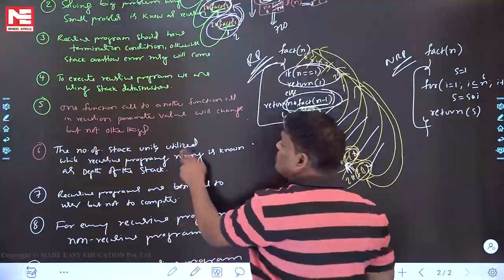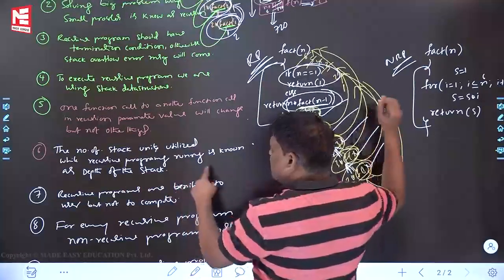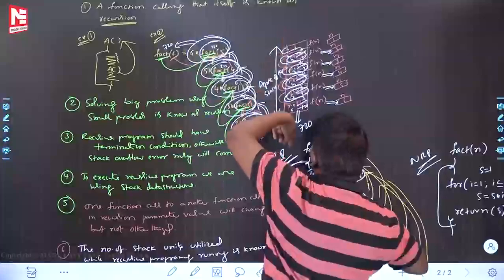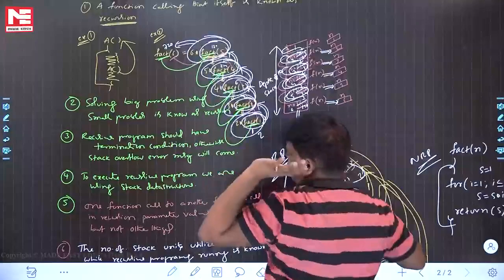Next one, the number of stack units utilized while a recursive program is running is known as the depth of the stack. Right? I think you are using 6 units of stack. I think the depth of the stack is 6.